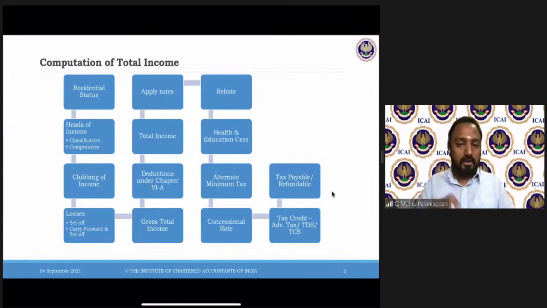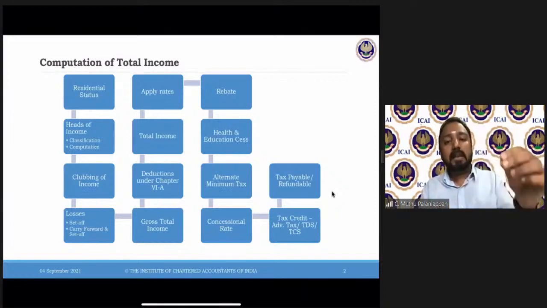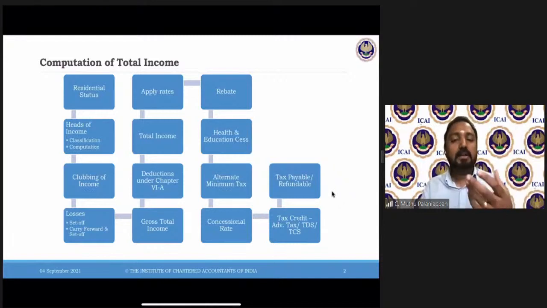So that is step 2, right? So we are going to classify the heads of income. And then we are going to compute. What do you mean by compute? You're going to compute the income under each head. You would have studied various things under salary, treatment of allowances, treatment of perquisites, right? So salary, allowance, perquisite. You'll be computing all this together as salary income.